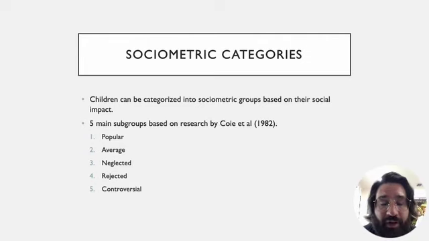And that leads to the development of what we call sociometric categories, right? Children can be categorized into sociometric groups based on their social impact. And there are these 5 main subgroups that are based on research by Coie. Popular, these are the kids that are well liked. These are the kids that get more favorable comments.